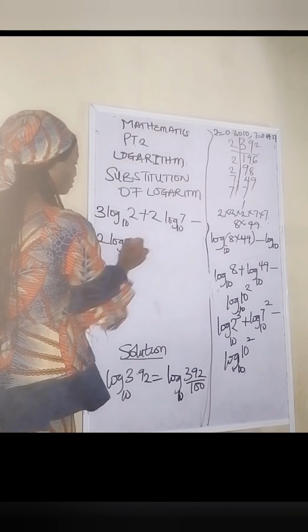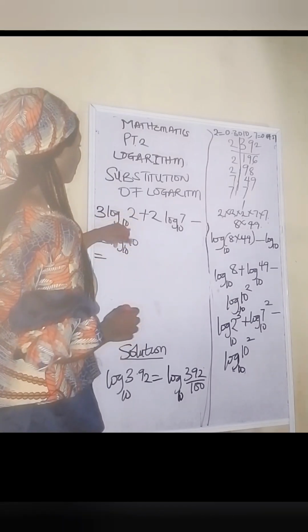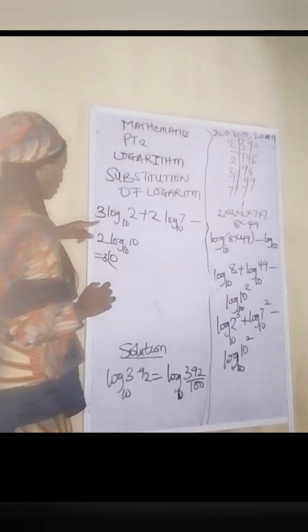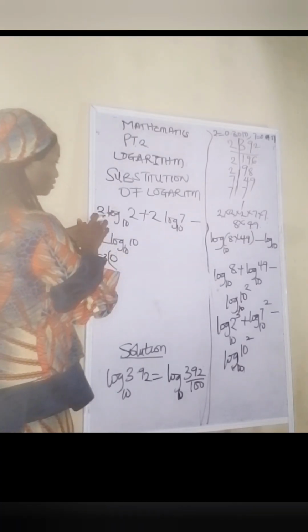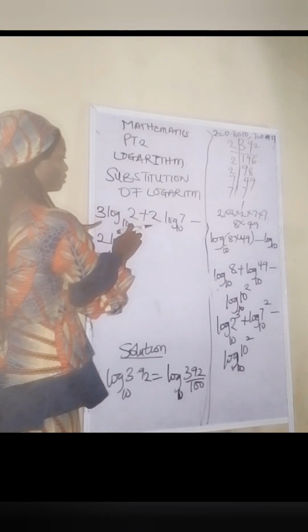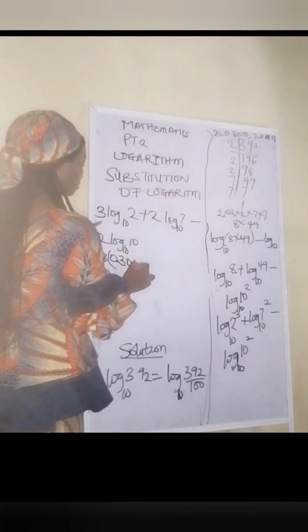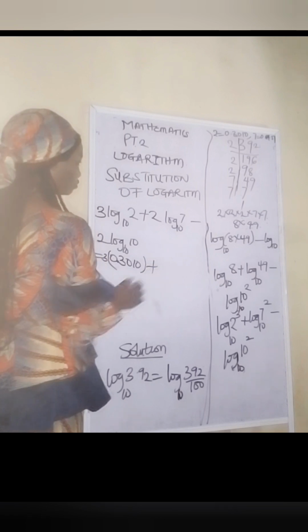Okay, so now we are left with log 2 base 10. Log 2 base 10 is 0.3 times, so now this 3. This 3, multiply by the value of log 2 base 10, which is 0.3010 plus 2.